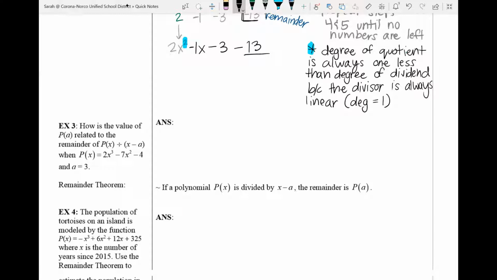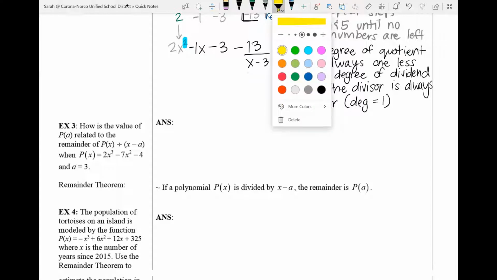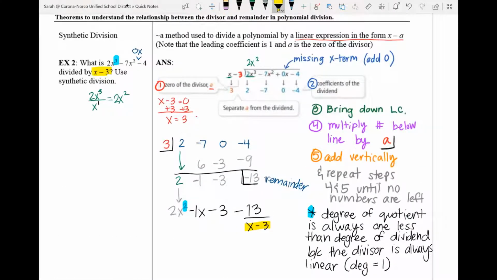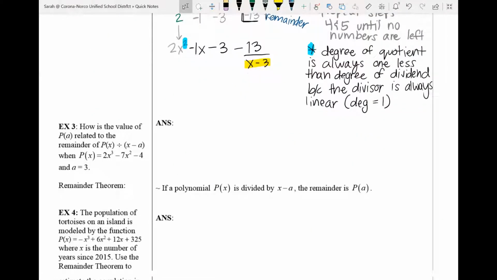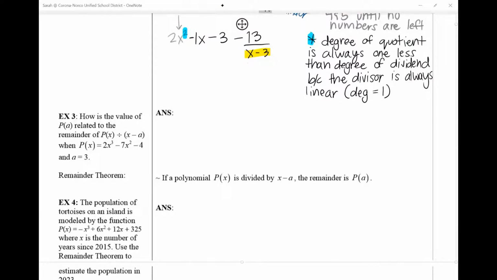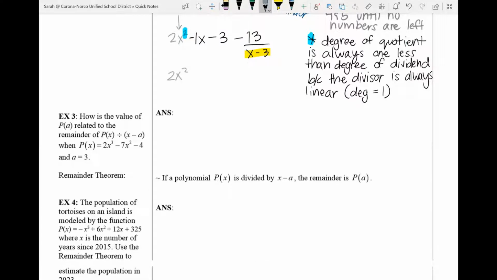And so just like with long division, we're going to write that over our divisor, which was the x minus 3 from the given problem, right? So we were dividing by x minus 3. So that means that our answer here, and I'm just going to write it without all my annotations, is 2x squared minus x minus 3 minus 13 over x minus 3.